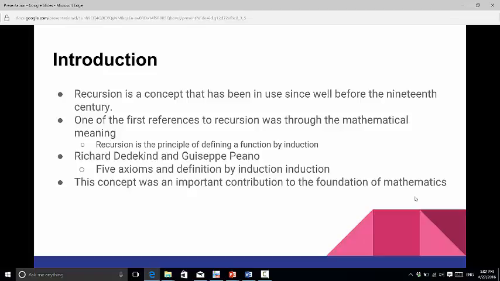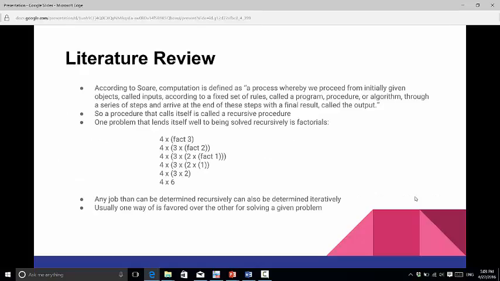Recursion was first used in the work of well-known mathematicians like Gödel, Hilbert, Skolem. So, according to Soare, computation is defined as a process whereby we proceed from initially given objects called inputs according to a fixed set of rules called a program, procedure, or algorithm through a series of steps and arrive at the end of these steps with the final result called output. So if the procedure from above calls itself, that's called a recursive procedure.